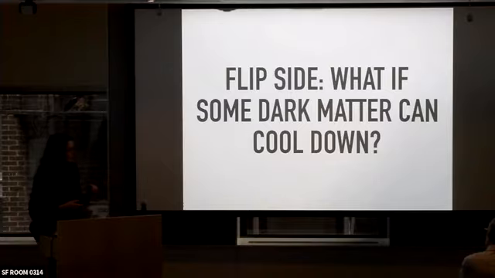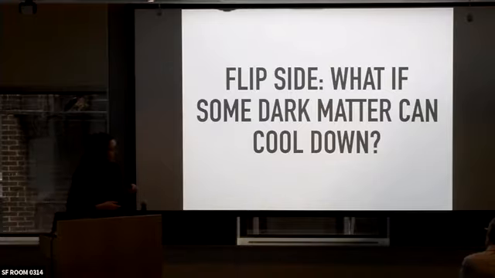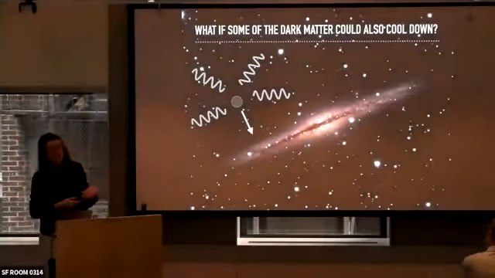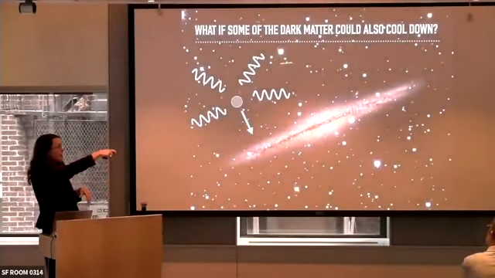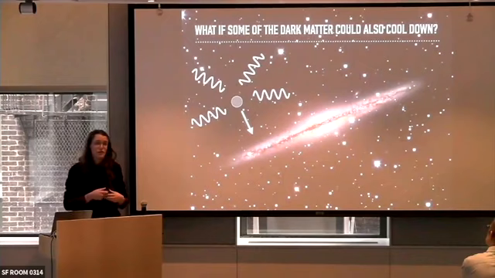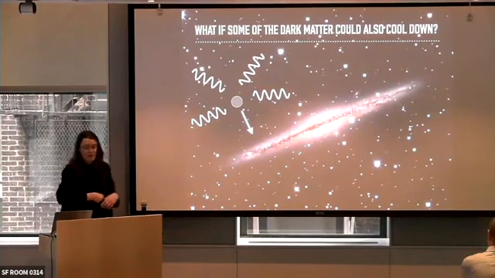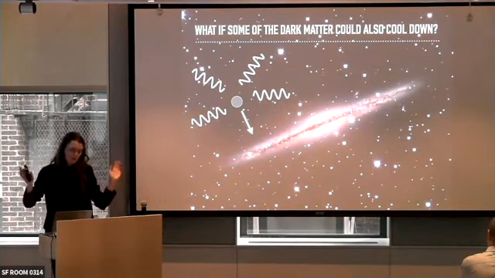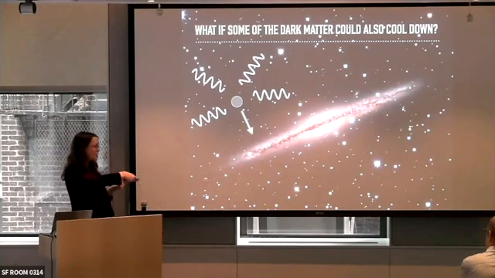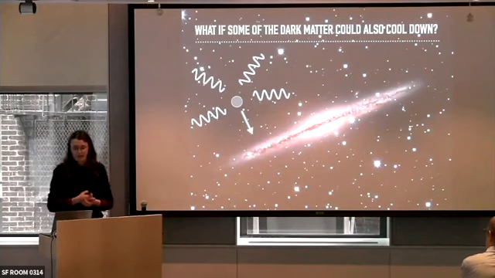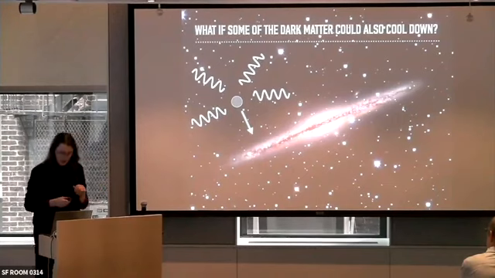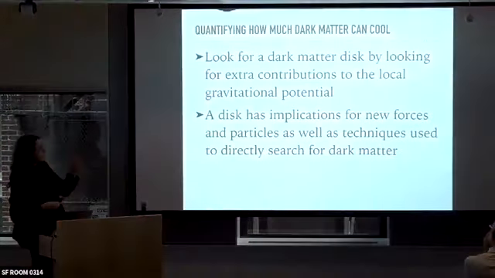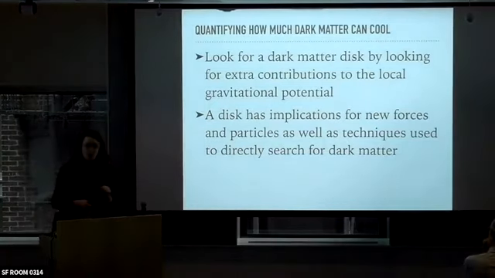And just to make a direct analogy to the standard model, it could be the situation where you have new kinds of dark forces where you're emitting a dark version of a photon, right? So you have some light mediator that you're radiating away, and you're creating a situation where the dark matter can cool down and potentially also form something like a disk. So we want to quantify to what extent this is possible. And to quantify that, we're going to be looking for extra contributions locally to the gravitational potential in the disk.